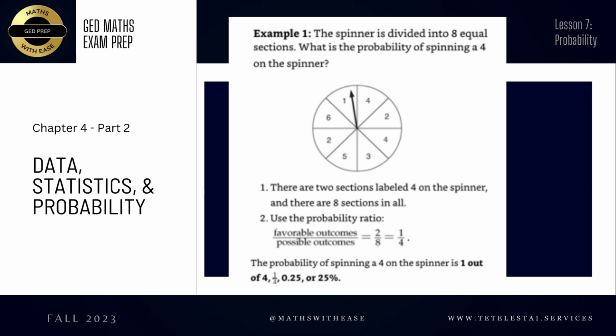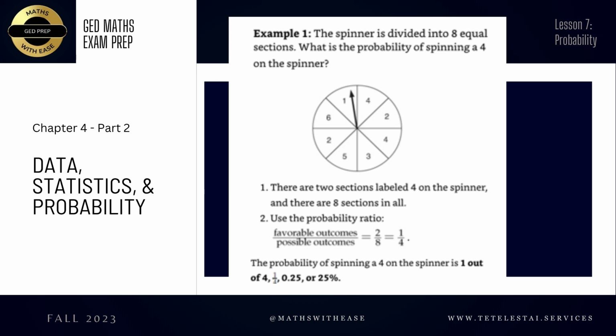In this case, we're interested in spinning a 4, and we've already established that there are 2 parts that are labeled 4. So we write down 2. And then we also know that the total number of possible outcomes is 8. So 2 over 8. We can reduce that to its lowest terms. 2 goes into 2 once, 2 goes into 8 4 times.